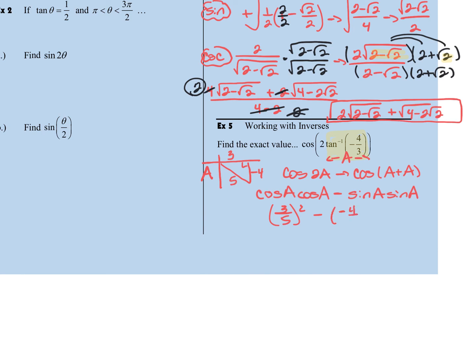a -4/5 squared. And then when I clean all that up, I'm going to get a nice 9 over 25 minus, because remember when I square the negative, it just flips to a positive, so I still have a minus, 16 over 25. So my final answer is a negative 7 over 25.